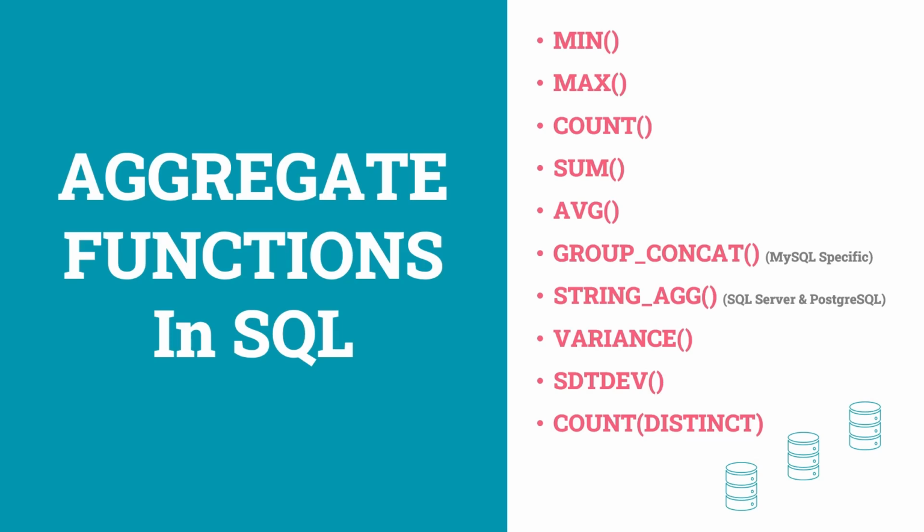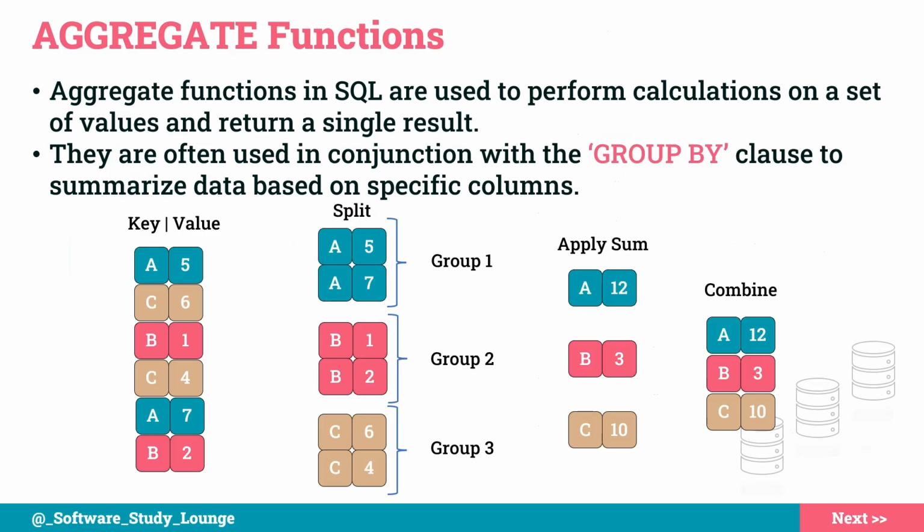So what are aggregate functions? Aggregate functions in SQL are used to perform calculations on a set of values and return a single result. They are often used in conjunction with the GROUP BY clause to summarize data based on specific conditions, specific columns. So take the example of the below diagram.